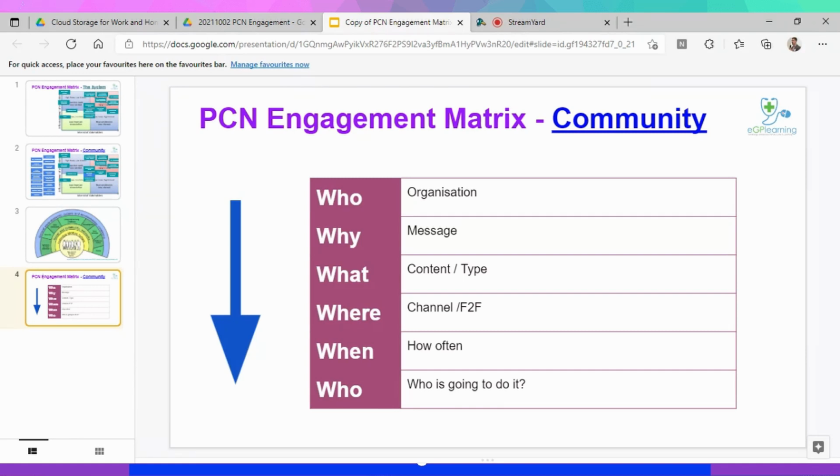When? How often? Is this going to be a quarterly newsletter that you communicate with a variety of different organizations, or is it going to be more frequent or less frequent? And then finally, the last who is who is going to do this, because clinical directors shouldn't be doing all of this. Gandhi, who else can do some of this work?